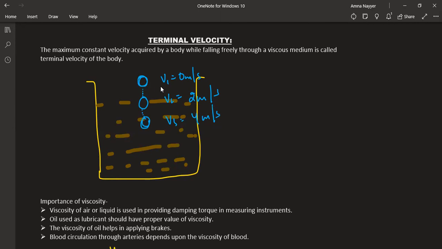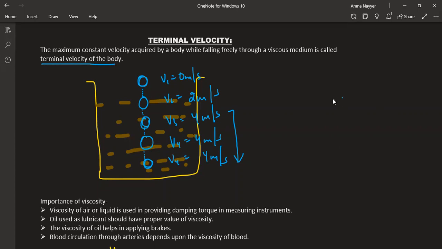So can you see here it was initially at rest. Now it is increasing, 2 meter per second, then 4 meter per second. But now what I'm observing, when this ball is falling, the next velocity is also 4 meter per second. When it is going deep inside, the velocity is still 4 meter per second. So what has happened? 0 to 2, 2 to 4. But then after 4, this became constant. So the velocity which becomes constant after falling through a viscous medium, we call this the terminal velocity of the body. This is meant by terminal velocity.